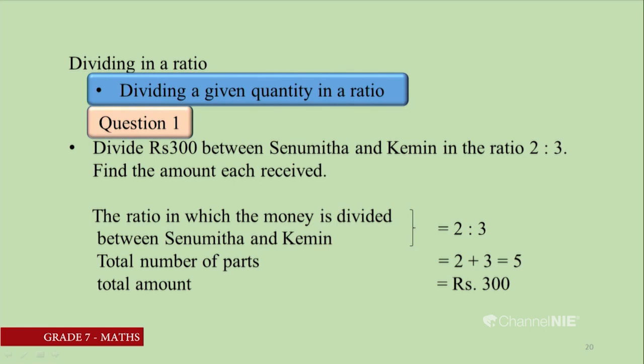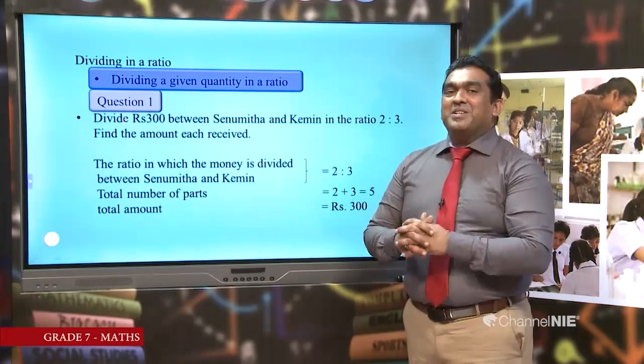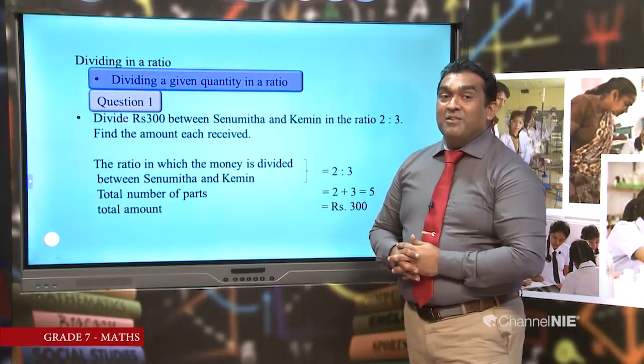2 to 3. How many total number of parts are there? 2 plus 3, 5. The ratio in which the money is divided between Senumita and Kemin is 2 to 3. Total number of parts 2 plus 3, 5. Total amount 300. Then you have to find out the value of one part. Total number of parts 5. 300 should be divided by 5. We will see.